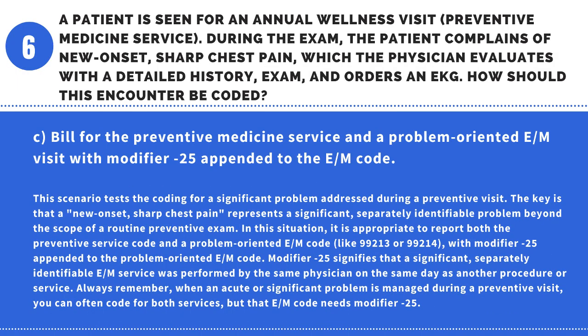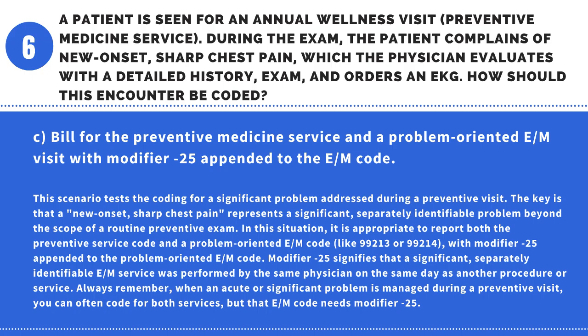Answer: C. Bill for the preventive medicine service and a problem-oriented E/M visit with modifier -25 appended to the E/M code. This scenario tests the coding for a significant problem addressed during a preventive visit. The key is that a new-onset, sharp chest pain represents a significant, separately identifiable problem beyond the scope of a routine preventive exam. In this situation, it is appropriate to report both the preventive service code and a problem-oriented E/M code, like 99213 or 99214, with modifier -25 appended to the problem-oriented E/M code.